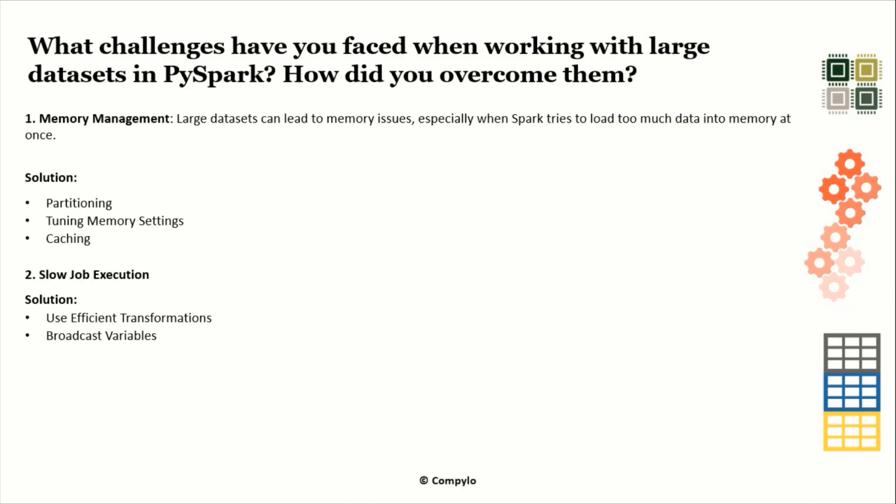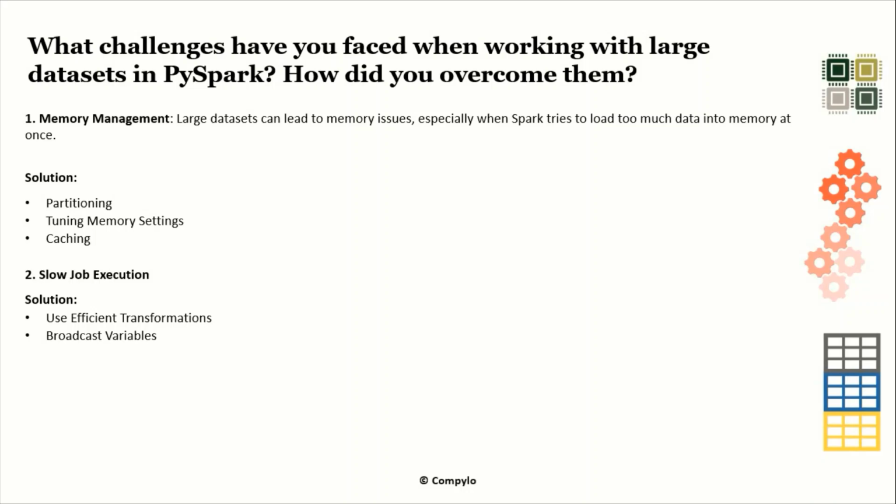The first point could be memory management. Large datasets can lead to memory issues, especially when Spark tries to load too much data into memory at once. These points are just to support your experience, but you can share your own experience also in the interview. When it comes to solution, we can go for partitioning. Optimize the number of partitions using the repartition or coalesce function discussed earlier to balance data across the cluster and avoid overwhelming individual executors.